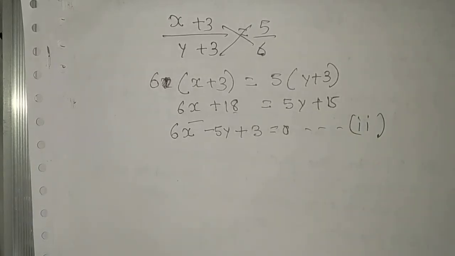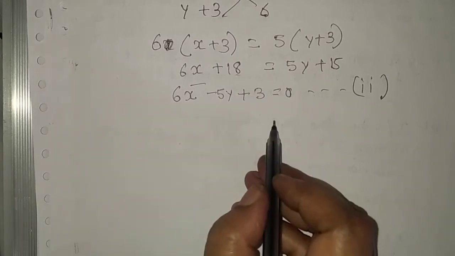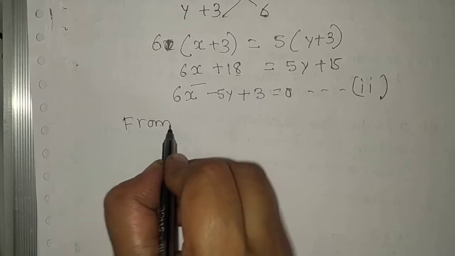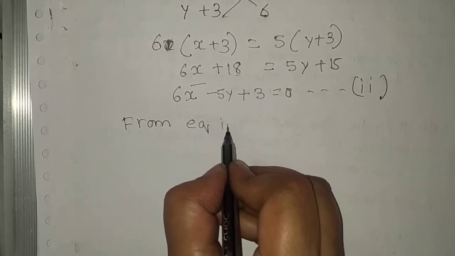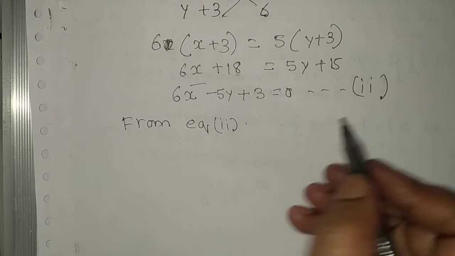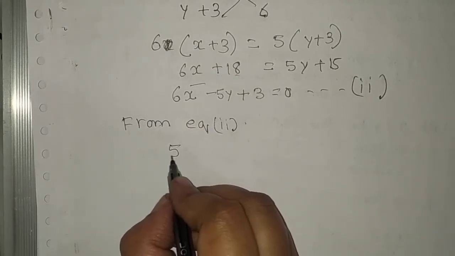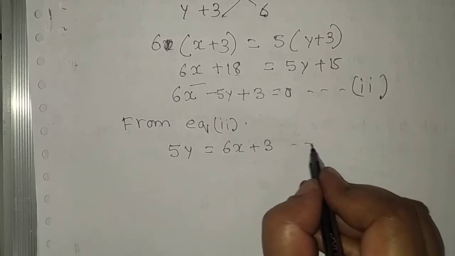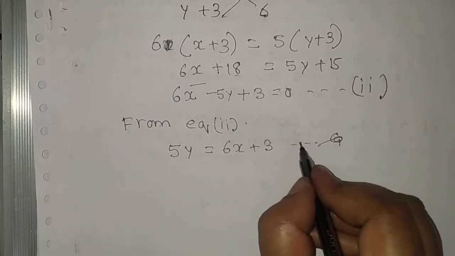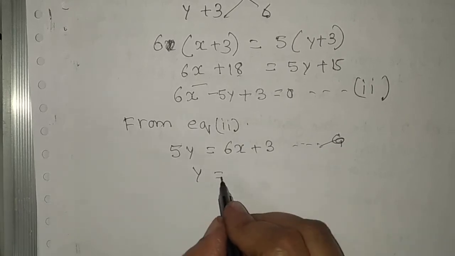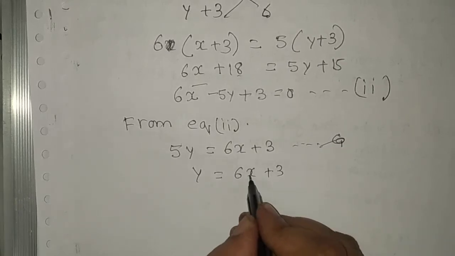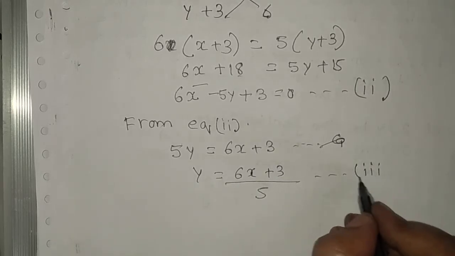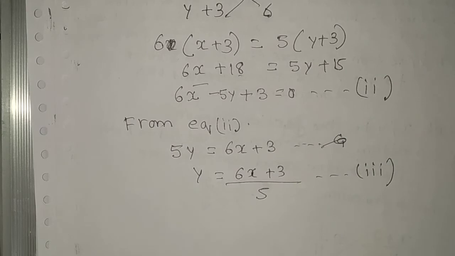So from two statements of the problem, we got two equations. Now here from equation 2, we have to find out what? Y. So from equation 2, 5y is equal to 6x plus 3. Next, y is equal to 6x plus 3 by 5, which will become the third equation. So we got all the three equations.